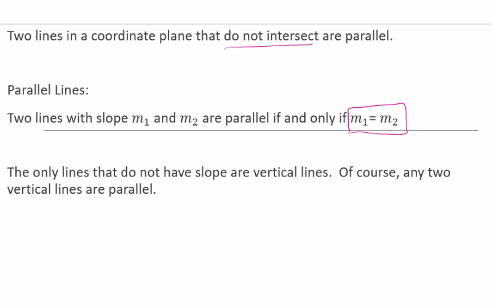Now, an exception to this is vertical lines, which we talked about the other day. Vertical lines have undefined slope. You wouldn't necessarily say undefined equals undefined because, by definition, there's no value, but they are parallel. So two lines with undefined slope, in other words two vertical lines, are still parallel. Vertical lines are parallel.